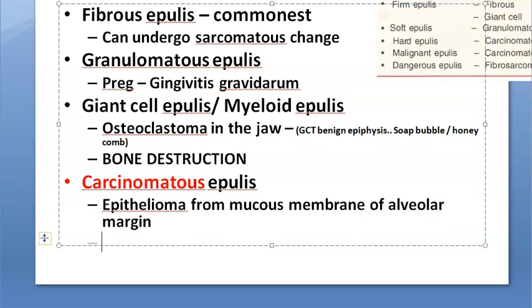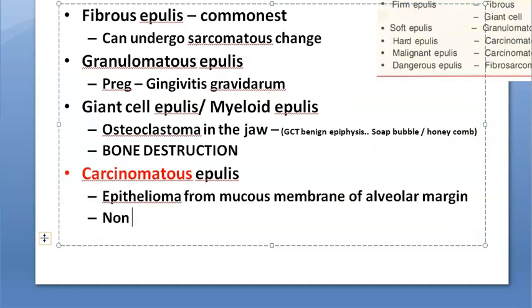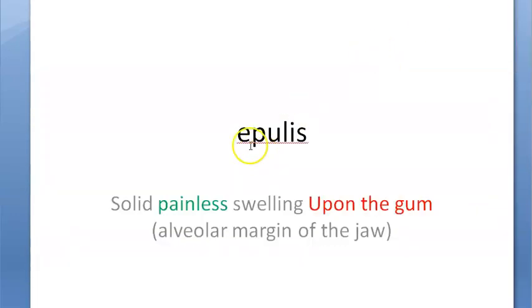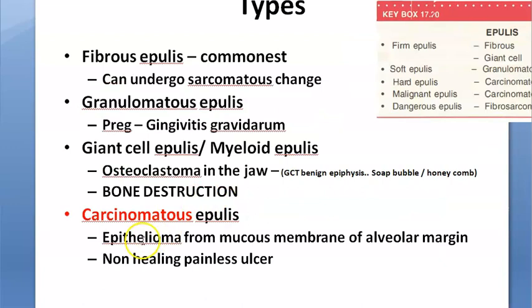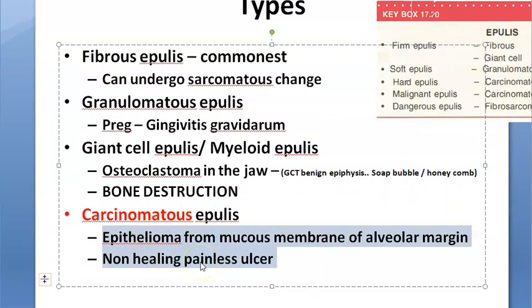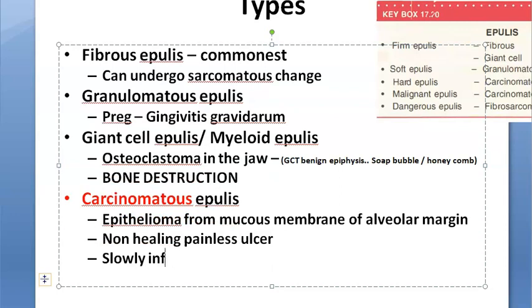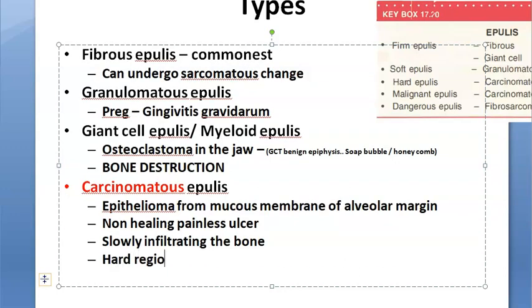Typically it presents as a non-healing painless ulcer. Remember, it is painless. We have already marked everywhere that it is painless. Epithelioma is a non-healing painless ulcer. Then it slowly infiltrates the bone. That's why it is malignant, right? Hard regional lymph nodes will be there due to metastasis.